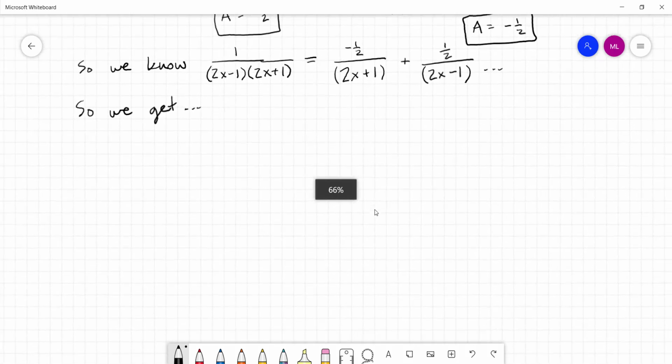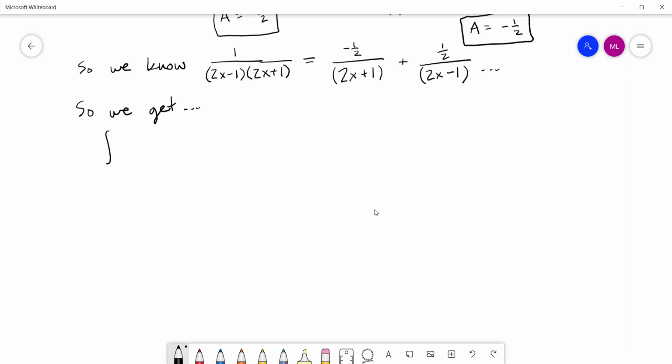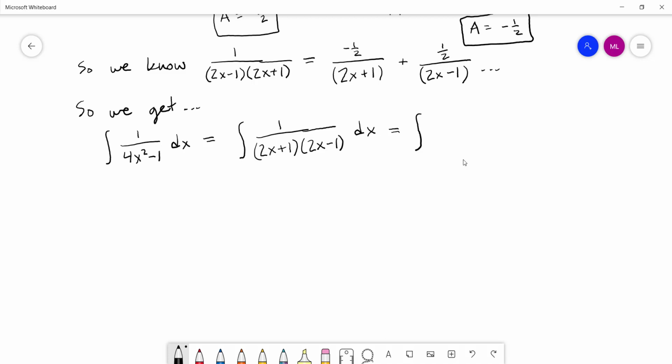the following. Our original integral, which was the integral of 1 over 4x squared minus 1 dx, which was then rewritten as the integral of 1 over 2x plus 1 times 2x minus 1, whichever order you want to write the plus and the minus, can now be written as the integral of what we've got sitting right here.